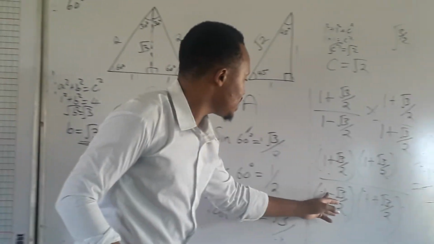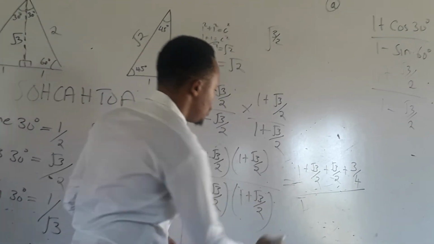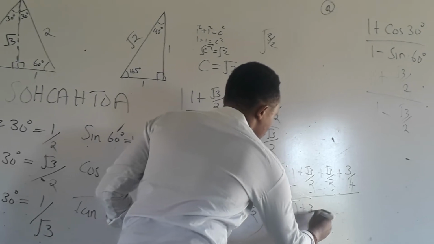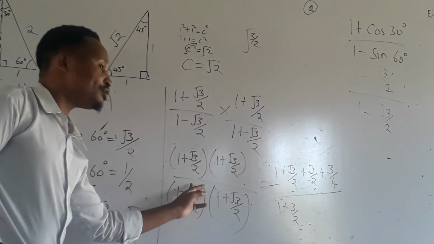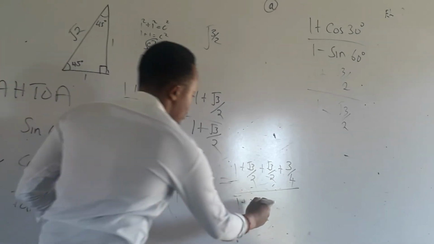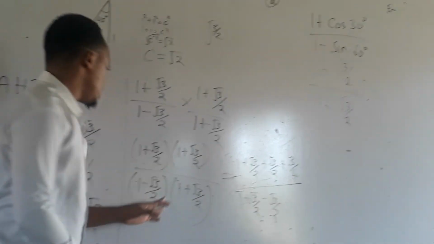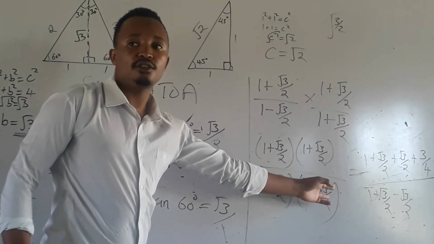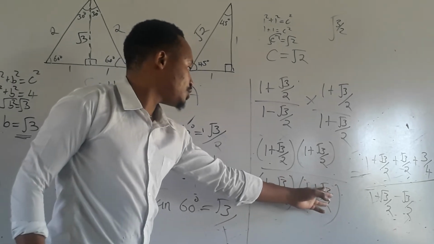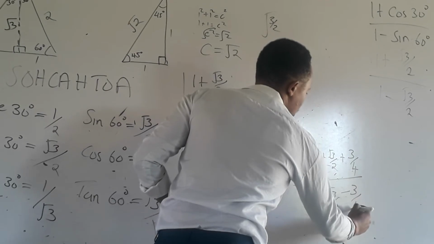Then 1 times 1 is 1. Then 1 times root 3 over 2 is going to be plus root 3 over 2. Then negative root 3 over 2 times 1, so we minus root 3 over 2. Then root 3 times root 3 is root 9. The square root of 9 is 3. So it's going to be minus 3 over 4.